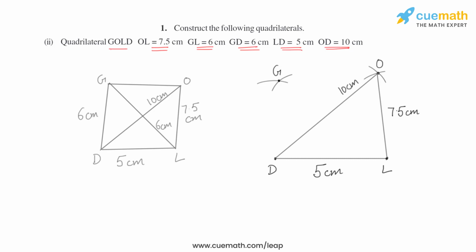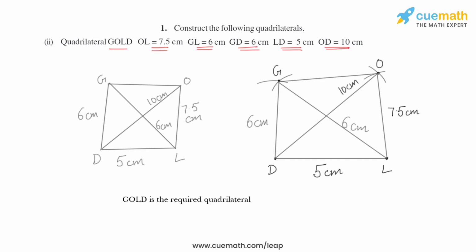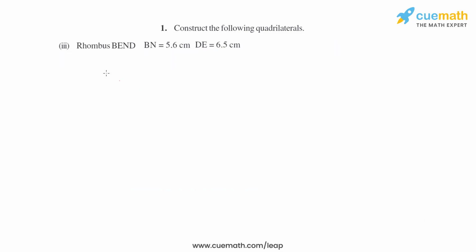Join GD and GL, and finally join GO. And let's mark the side lengths also. So this is 6 centimeters and GL is also 6 centimeters. So this quadrilateral GOLD is the required quadrilateral. Let's move to the third part now.